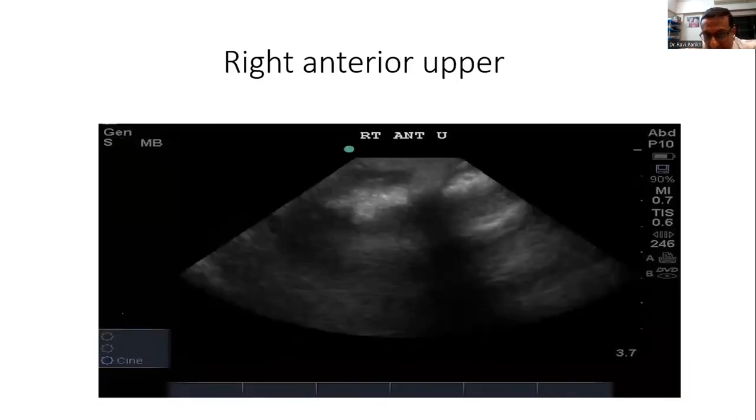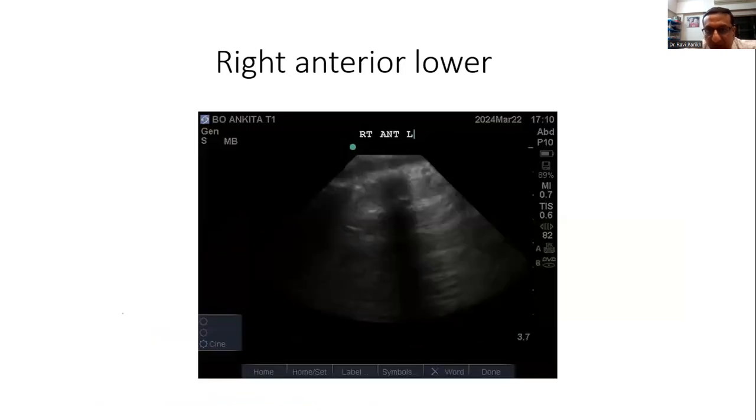Now, surprisingly, in the anterior zone on the right side, I could see some A lines as well. And the pleura is also there. Though these B lines are not that similar to the left side. Again here also, I could see some A lines there.